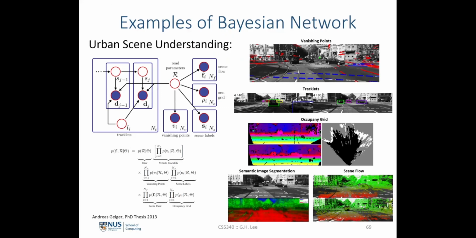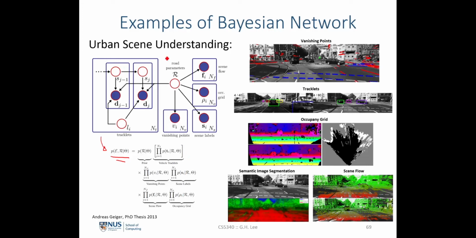Here's a real example of the use of a Bayesian network. I won't talk about the details of the paper, but I hope that at this point, given the graphical model here, you would be able to write down the conditional probability distribution that can be factorized into this form over here.